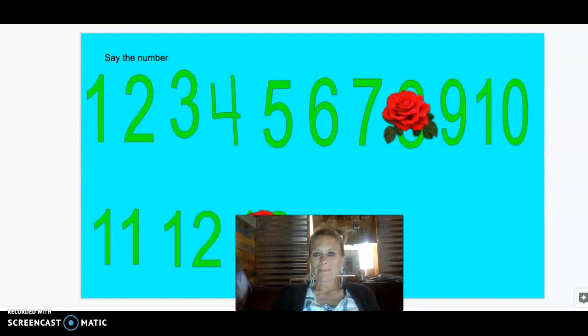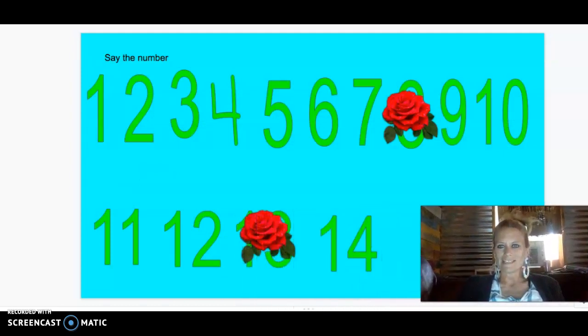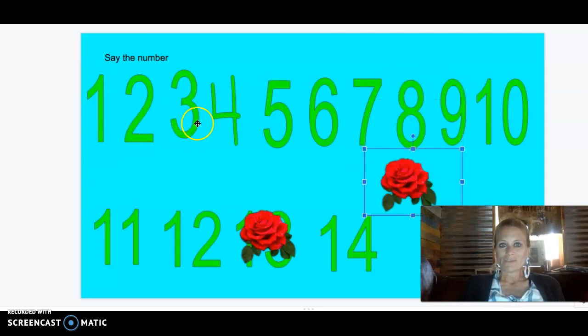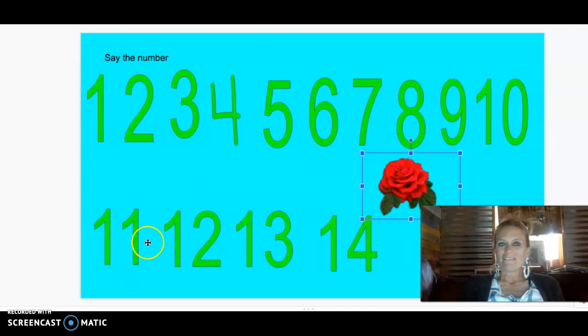All right, let's look at my numbers. What number is hidden right here? It comes after 7, but before 9. It is an 8. Good job. 1, 2, 3, 4, 5, 6, 7, 8, 9, 10. What number comes after 12 and before the number 14? What's this one? 13. 11, 12, 13.